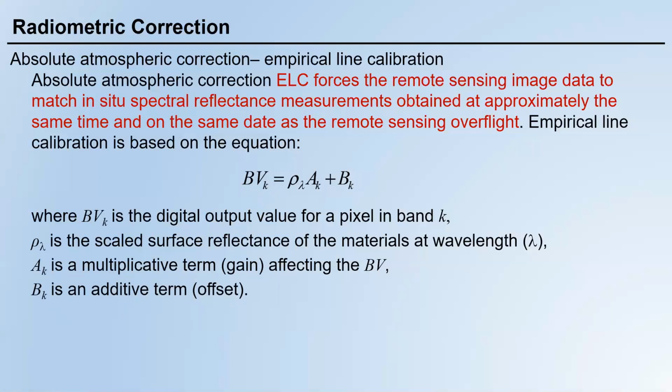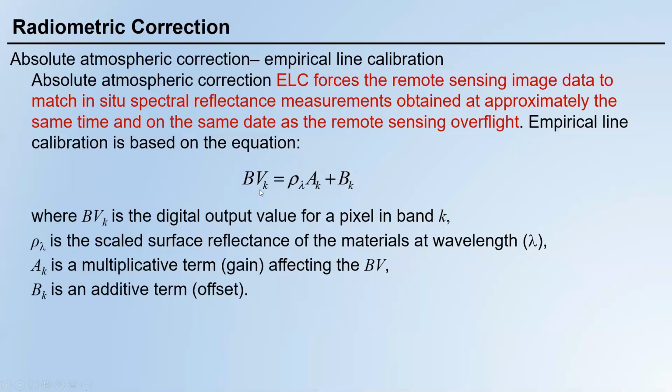So I mentioned before that you need to create an empirical relationship between field measurement and your image, right? So here, this is a linear statistical relationship. This is the empirical relationship established for the correction of your image pixels. In order to establish this relationship, we need to find AK and BK, right? Because rho lambda is the input, BVK is the output.